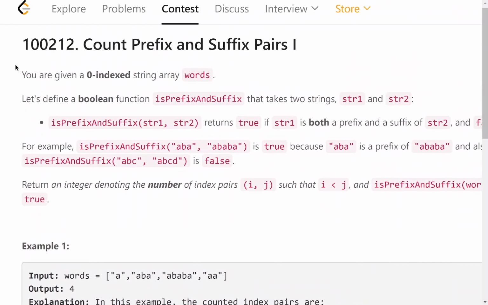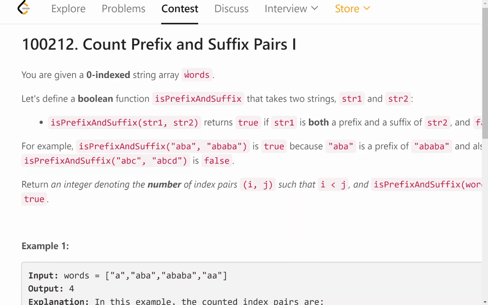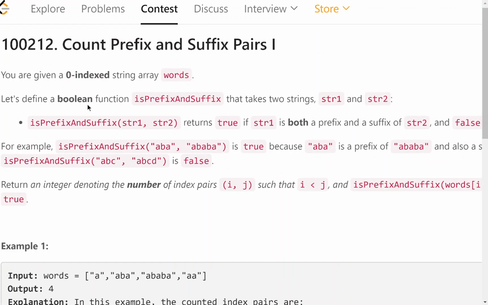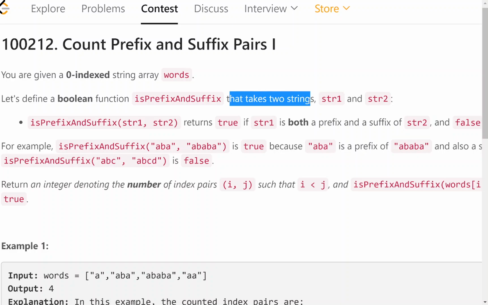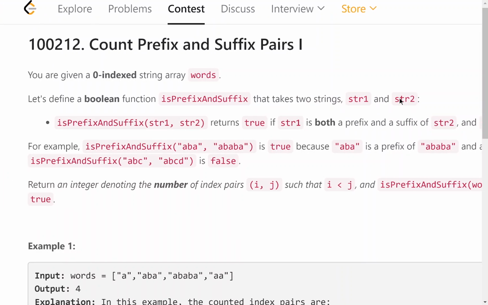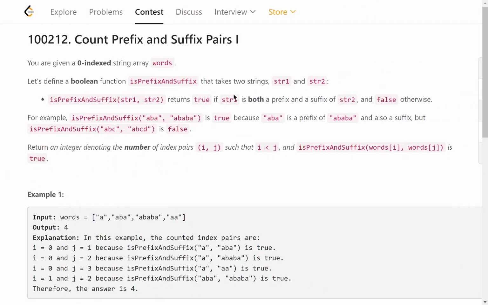The problem says that we have been given a zero-indexed string array named words, and we define a boolean function isPrefixAndSuffix that takes two strings, string 1 and string 2, and it will return true if the first string is both a prefix and suffix of string 2. Otherwise, it will return false.